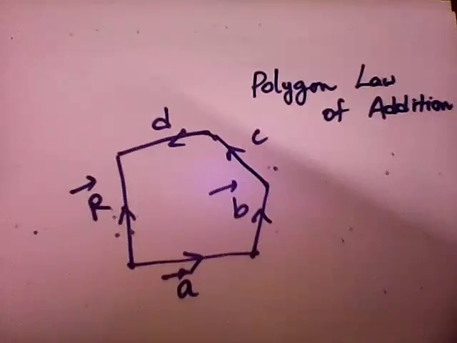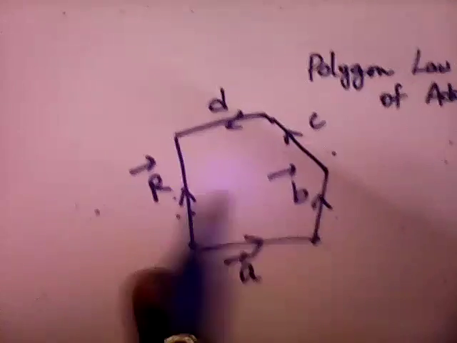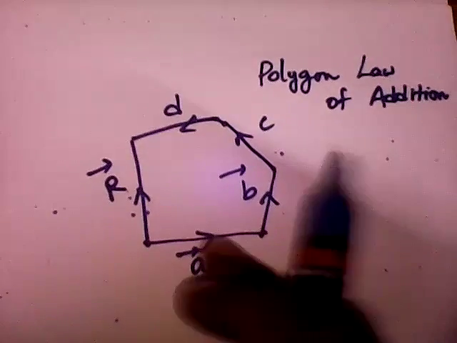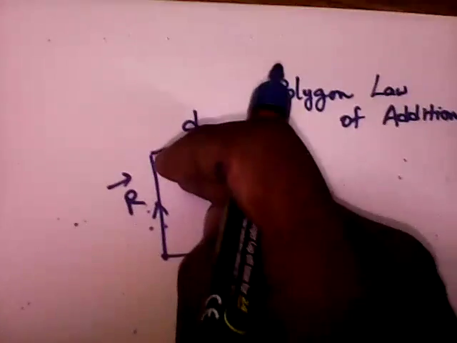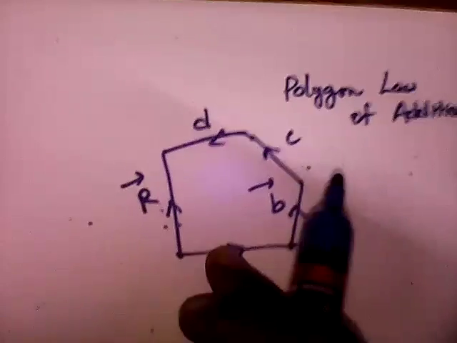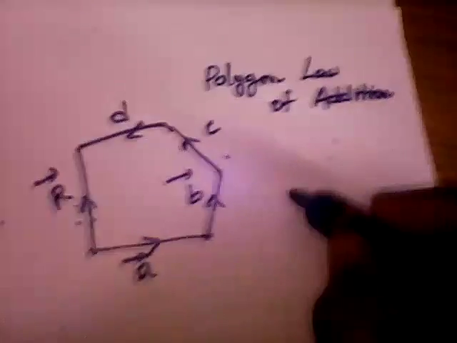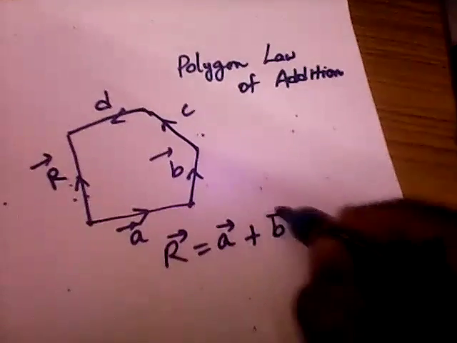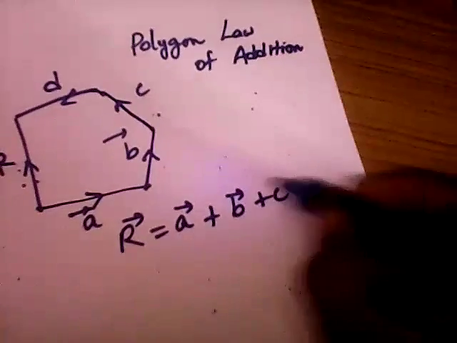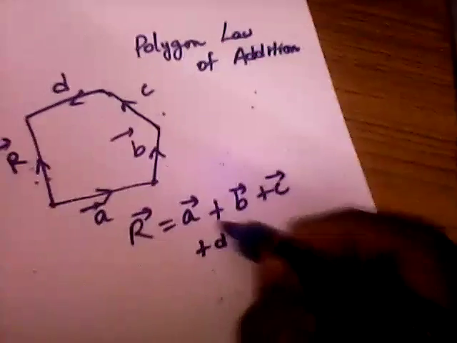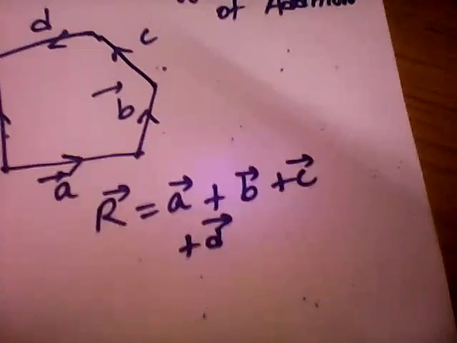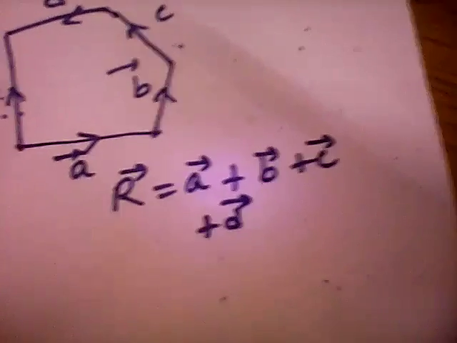In Polygon law of addition, all the vectors are taken in such a way that the tail of each is combined with the head of another vector, so that the resultant will be in the opposite direction, connecting the last vector and the initial vector. This is called the resultant vector. Here, the resultant vector R is equal to A plus B plus C plus D vectors. So this is called the resultant of vectors.